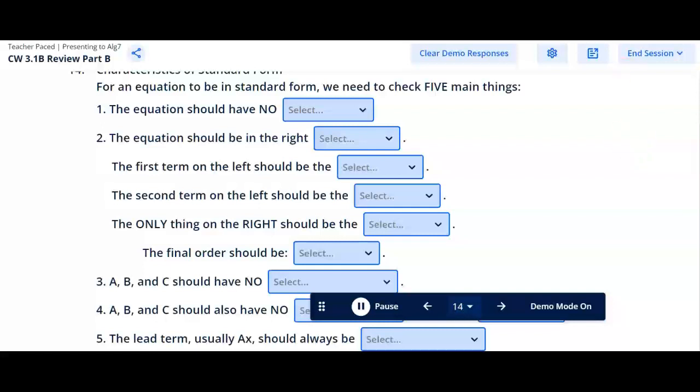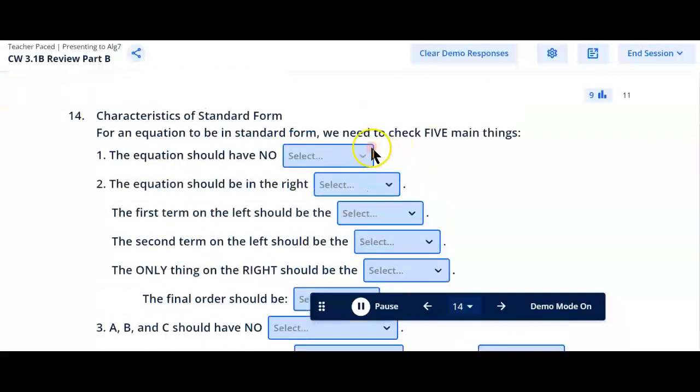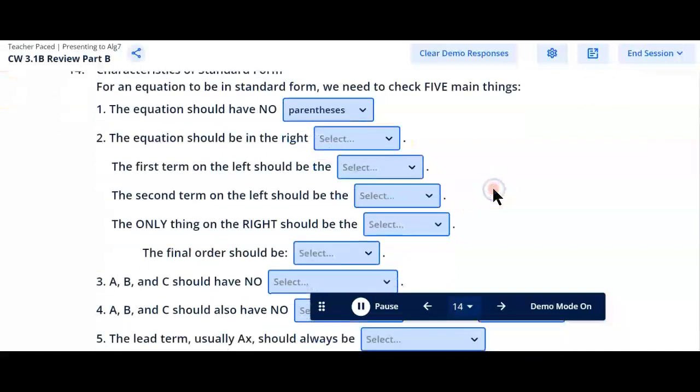So number one, our equation should have no what? What's the first thing? Parentheses. Have no parentheses. I had a student yesterday say it should have no variables. That's going to be a little bit of a problem, because if there are no variables it would just be 3 equals 3, and that is not in standard form.